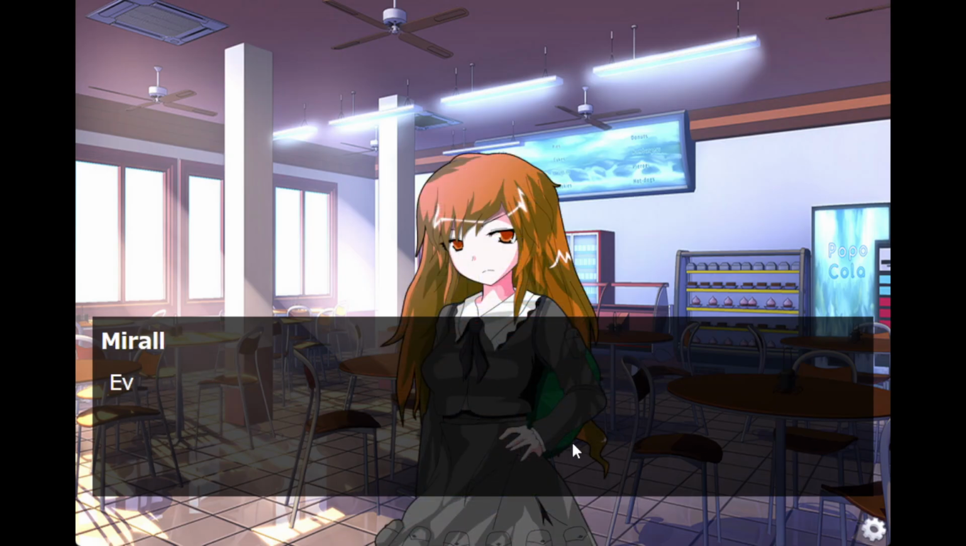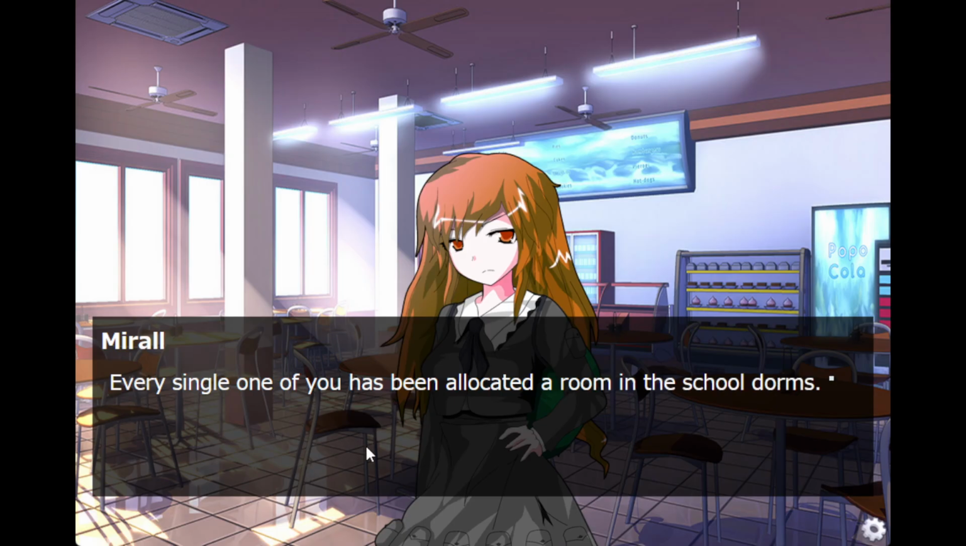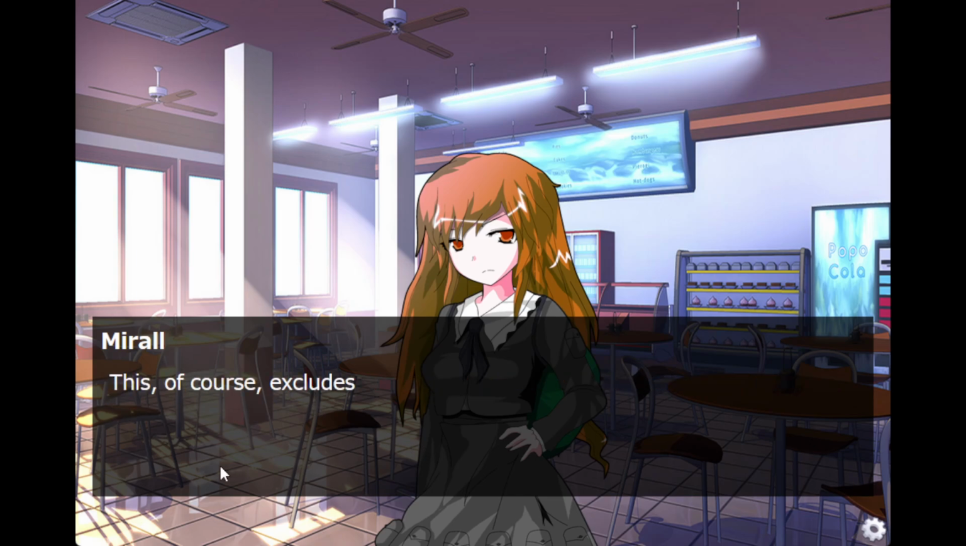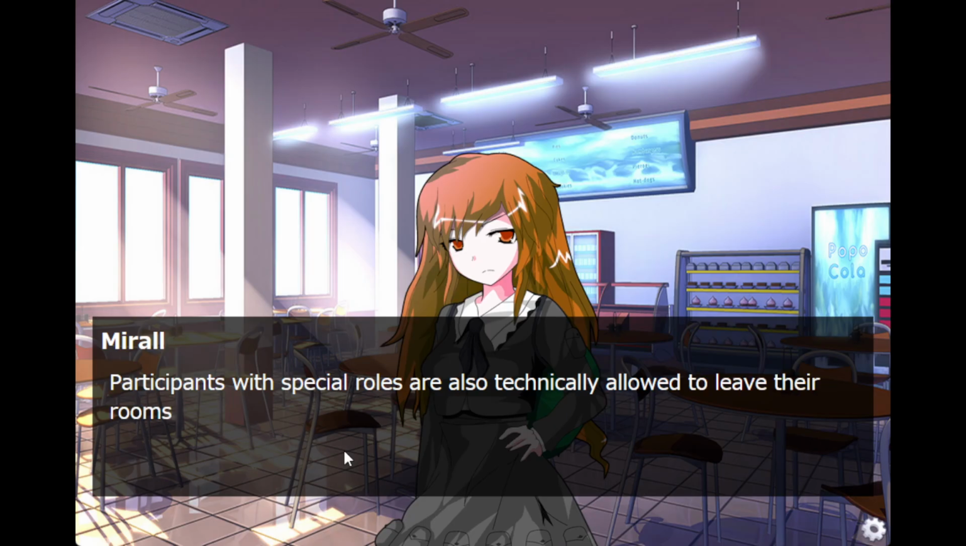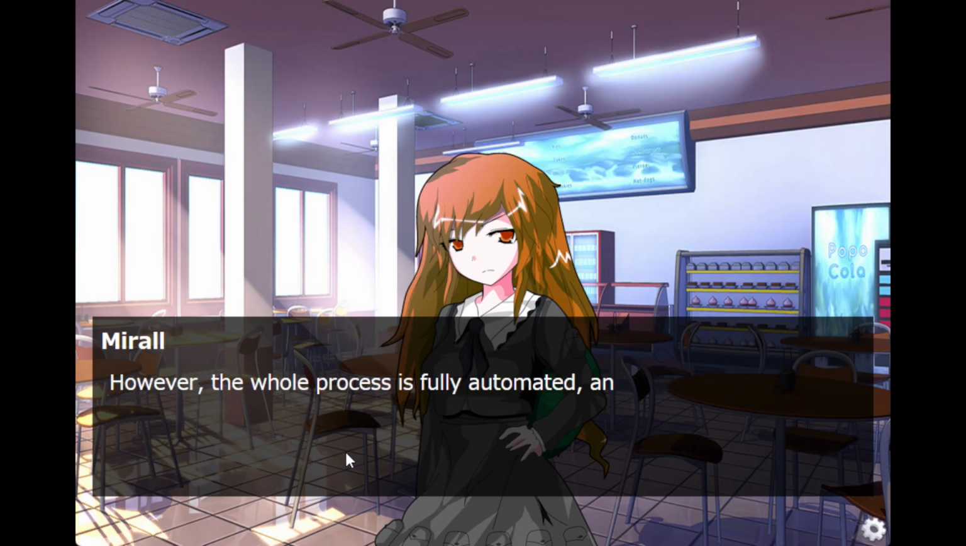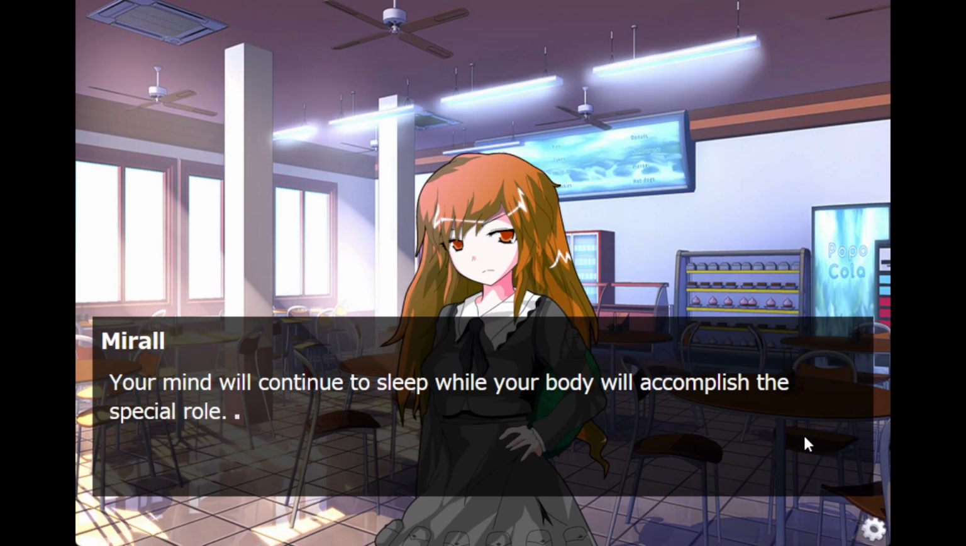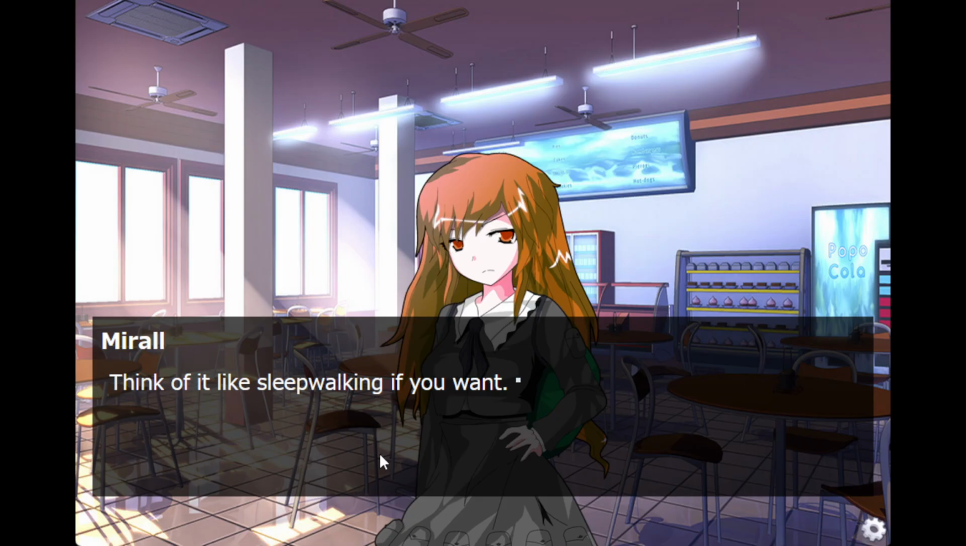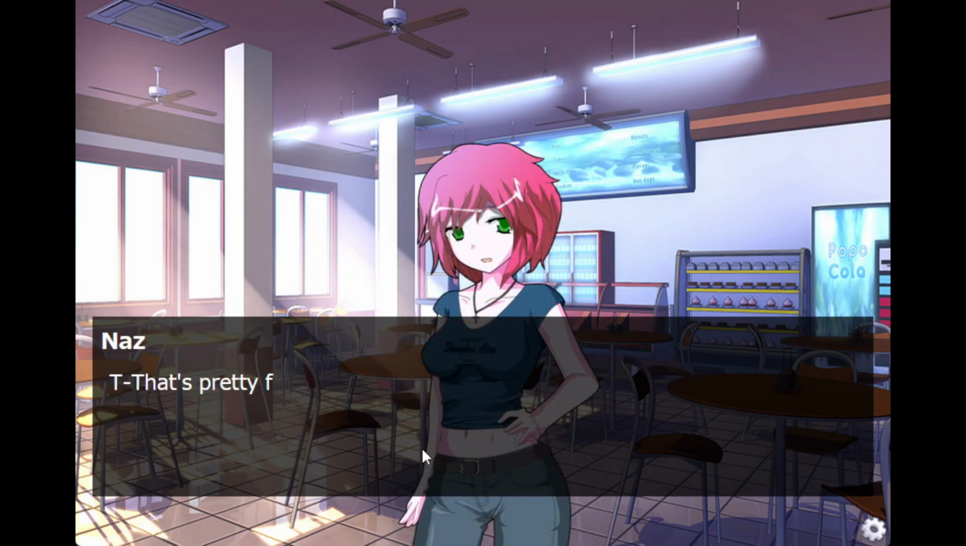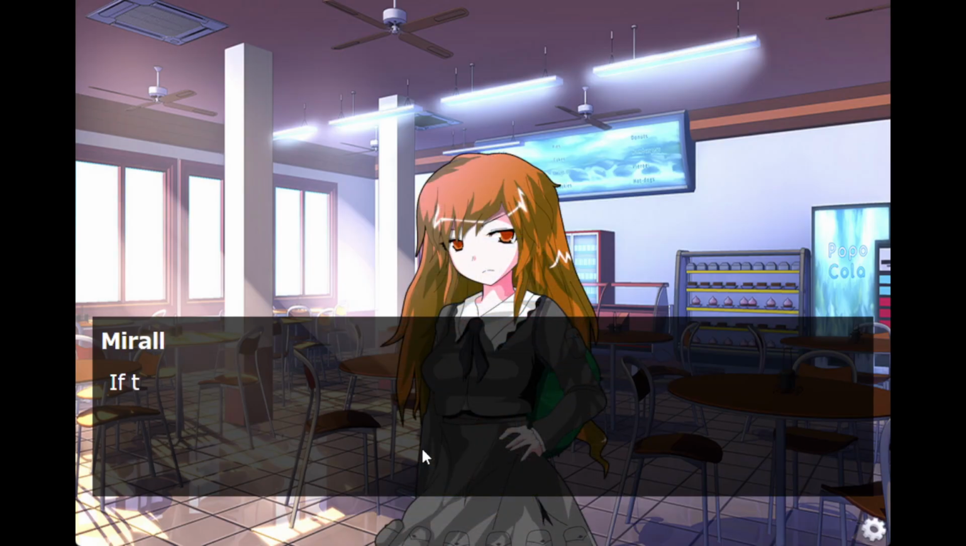Now, let's go over nighttime rules. Every single one of you has been allocated a room in the school dorms. Leaving your room during nighttime is strictly forbidden and will result in immediate deletion. This, of course, excludes the killer. As a killer, you're free to roam around the school and target 1 victim per night. Participants with special roles are also technically allowed to leave their rooms during the night. However, the whole process is fully automated and you won't be conscious during it. Your mind will continue to sleep while your body will accomplish a special role. Think of it like sleepwalking if you want. That's pretty freaky. If there are no questions, I'll be seeing you all tomorrow.